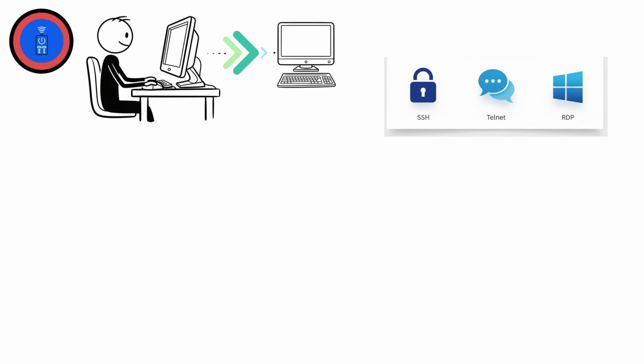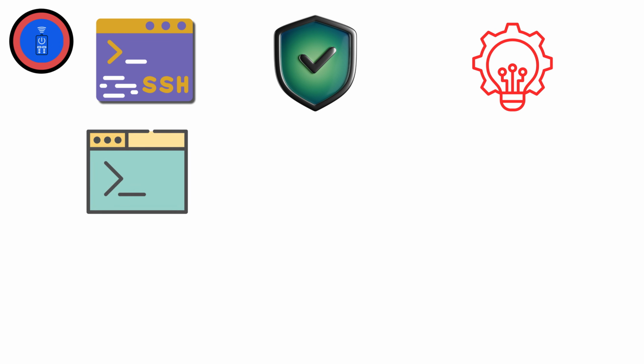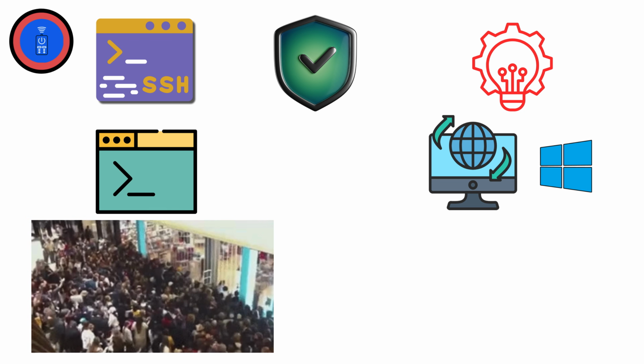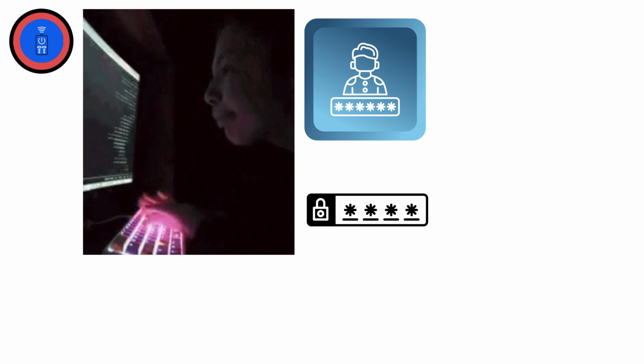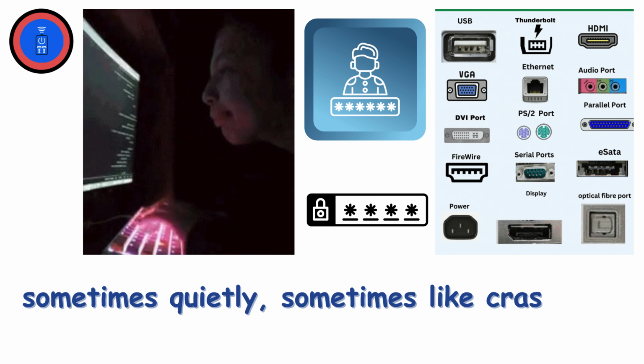SSH, Telnet, and RDP, the remote couch surf. These are the remote access protocols that let admins control computers from anywhere. SSH is the secure, modern option. Telnet, that's like yelling your password across a crowded subway. RDP is Windows' version of letting someone log in from afar. Hackers exploit weak credentials, default passwords, or exposed ports to waltz in. Sometimes quietly, sometimes like crashing a party.